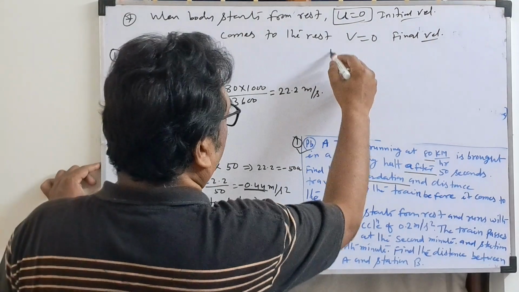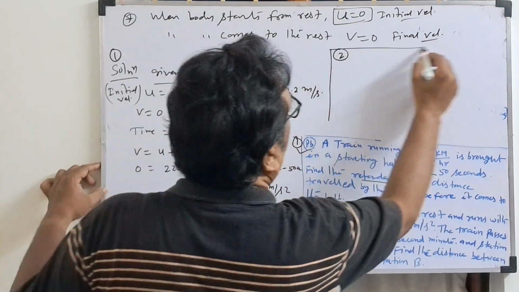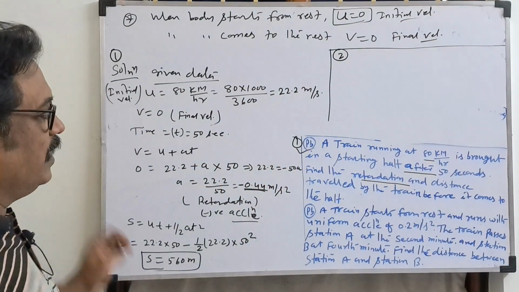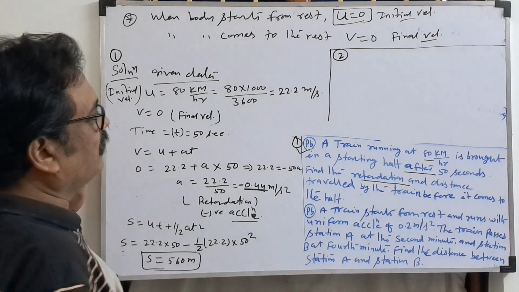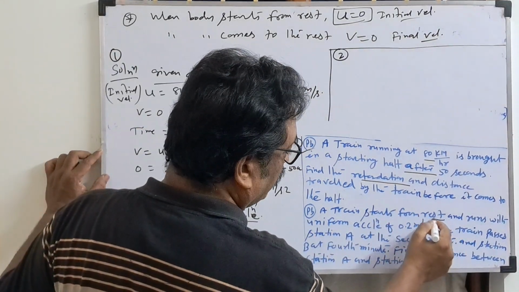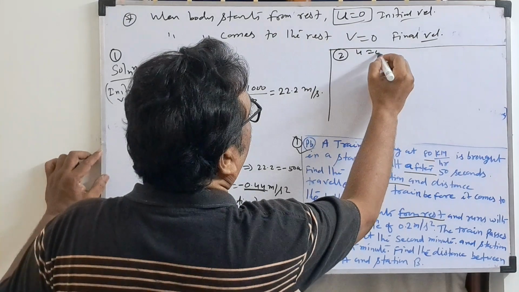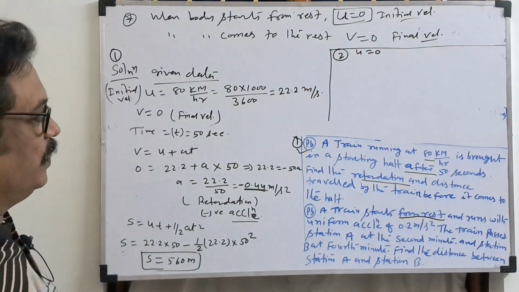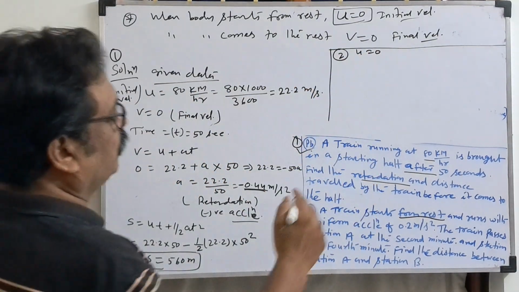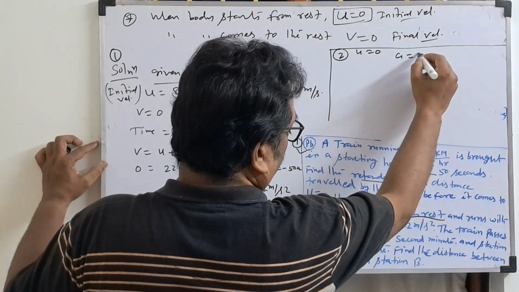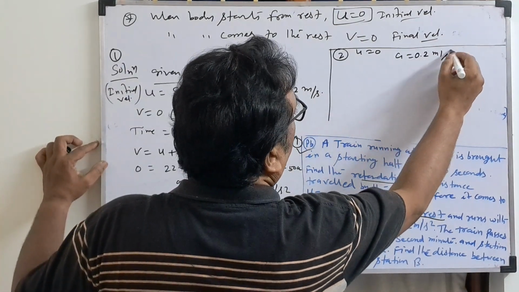First we'll explain the second question. What is the second question? A train starts from rest. Once they give this word, that means initial velocity will be 0. It starts from initial velocity 0 and runs with uniform acceleration. How much is given? 0.2 meter per second square.